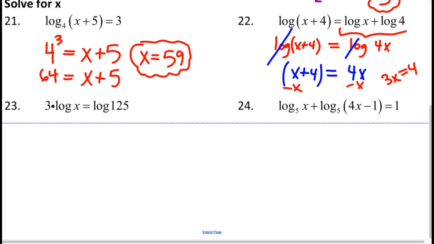3x equals 4, so x equals 4/3. I believe it's 4/3 on this one. Ta-da! All right, let's keep cruising along. Let's get these two done.